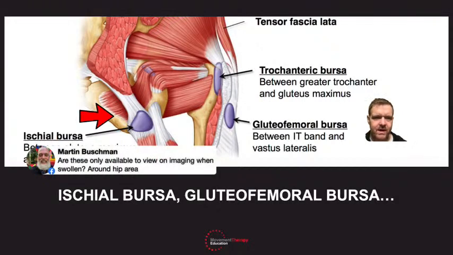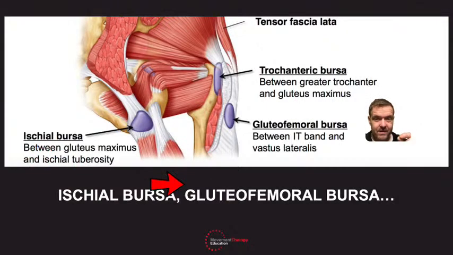Martin, are these only available to view on imaging when swollen around the hip area? Yeah, and anywhere else as well. So literally, like in the shoulder area, if you're doing a scan of the shoulder, you shouldn't see the bursa. You shouldn't, because they're very, very thin, and you literally only see it when it's swollen. Yeah, so that's a really good point. Yeah, no problem at all. Cool.